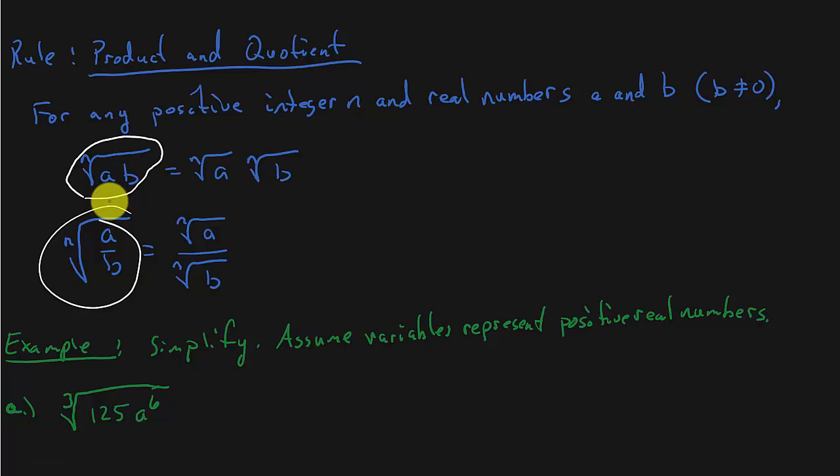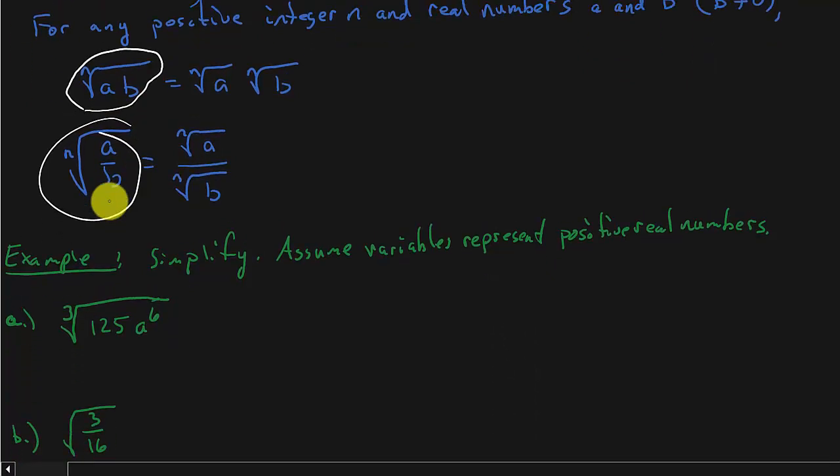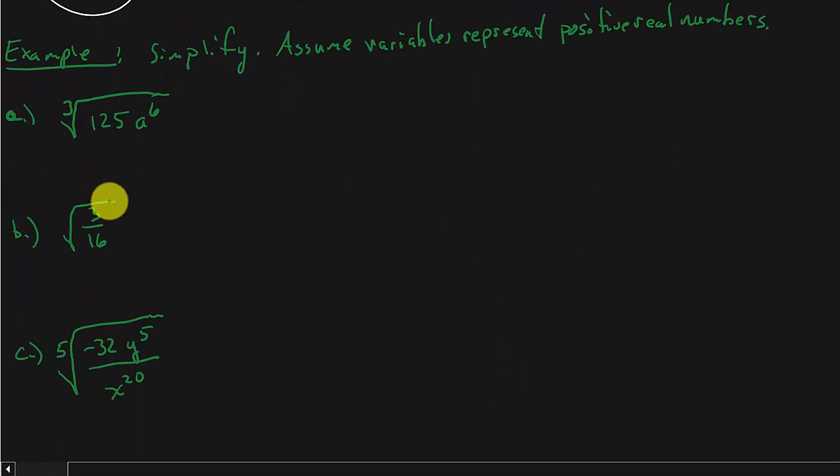All right. So basically, all this is saying is if I have a bunch of terms under the radical, I can just take the nth root of each one of those terms. Like in this case, I can just take the cube root of each one. I can take the square root of each one. I can take the fifth root of each one.